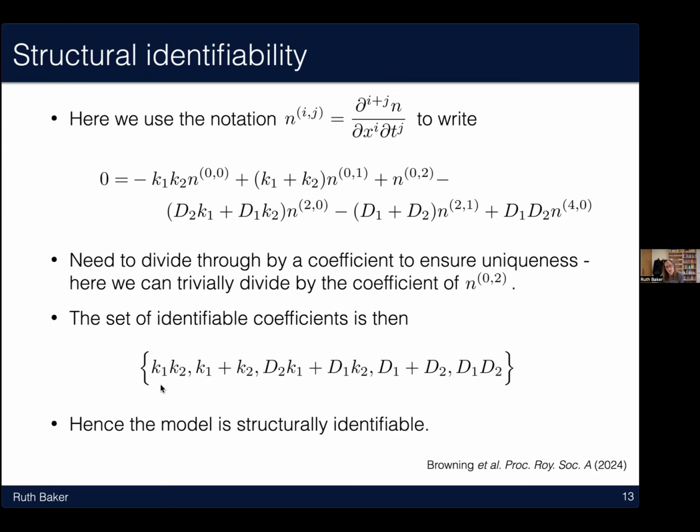So you can see that I've got both the sum and the product of the rate coefficients K1 and K2, so together they would be identifiable. And you've got the sum and the product of the diffusion coefficients, so again those two parameters, D1 and D2, are identifiable. So in this particular context, we can see that our model will be structurally identifiable. We can hope to estimate all the model parameters just by looking at the total cell density.